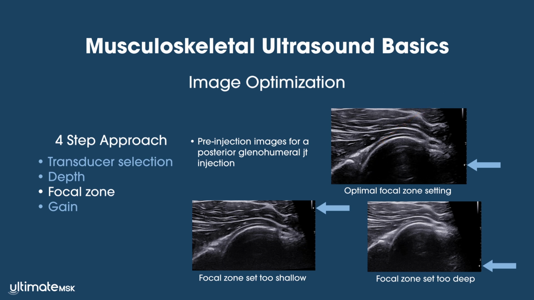In the top image, the focal zone is correctly set at the level of the target, optimizing resolution. In contrast, the image on the lower left has a focal zone set too shallow, reducing the resolution of the target area, while the image on the lower right has a focal zone set too deep, also compromising resolution.